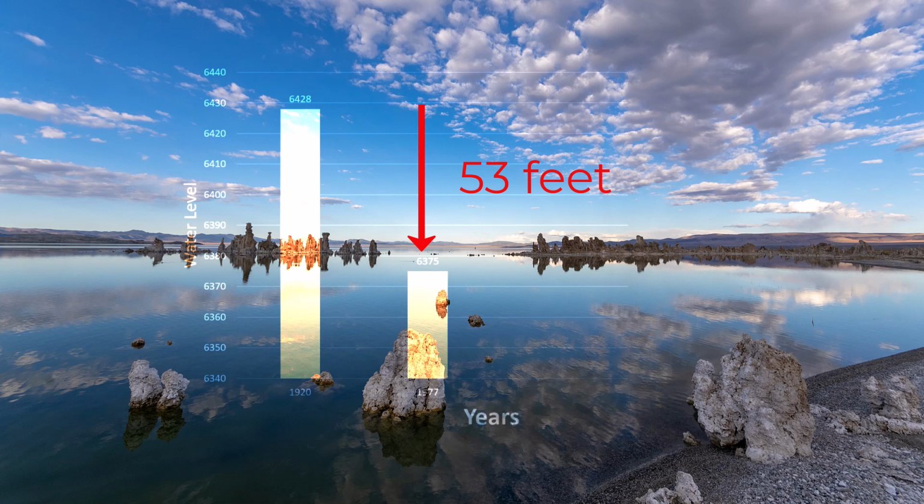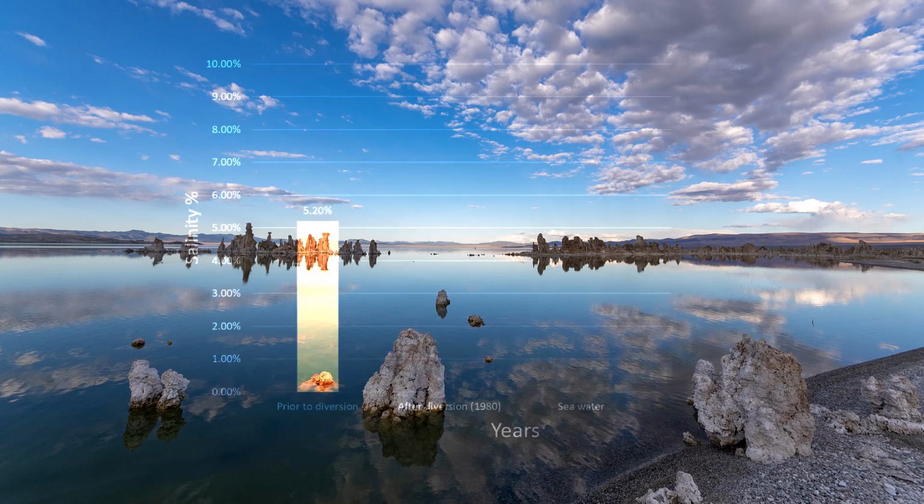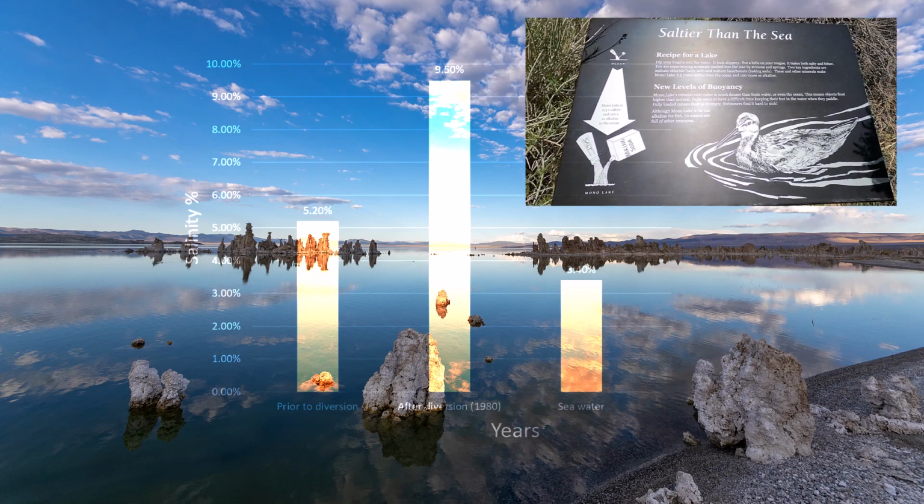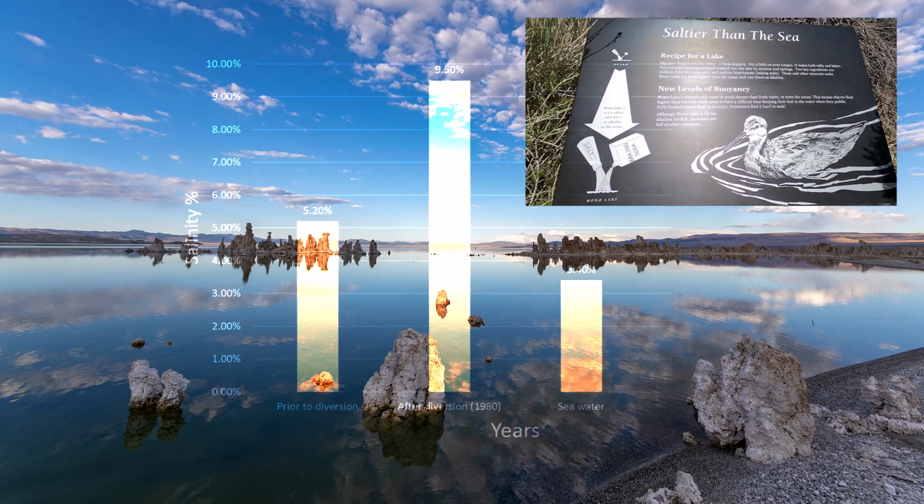6,375 feet in 1977, a drop of 53 feet. As a result, the salinity of the lake increased dramatically from 5.2% prior to the diversion to 9.5% in 1980s after the diversion. The salinity of the seawater is 3.4%.